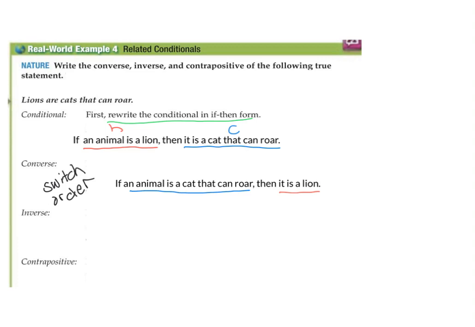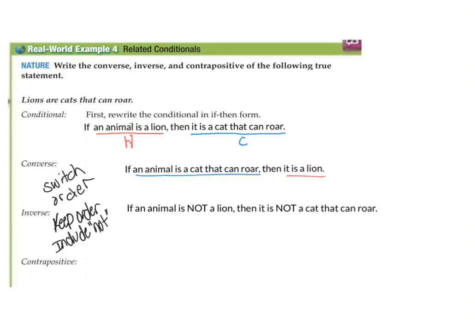Next, we want to find the inverse. So the inverse is keep the order and then just have nots. So now we have, if an animal is not a lion, then it is not a cat that can roar. So we still have the same order as the original conditional statement. However, now we have the words not to negate what's happening.